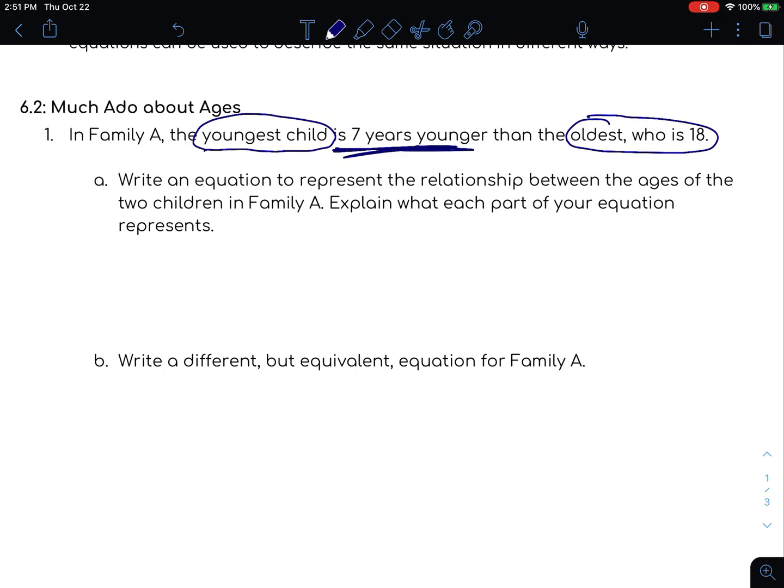So maybe one way you think about it is, okay, the oldest child is 18, and I know the youngest child is 7 years younger. So if I subtract 7 off of the oldest child, so this represents 7 years, then that equals, let's just call the youngest child y. Maybe you put an 11 here because 18 minus 7 is 11, but I'm just going to represent that idea with oldest child minus 7 is equal to the youngest. Since we're not told 11 directly, we can figure that out. Okay, so hopefully that makes sense.